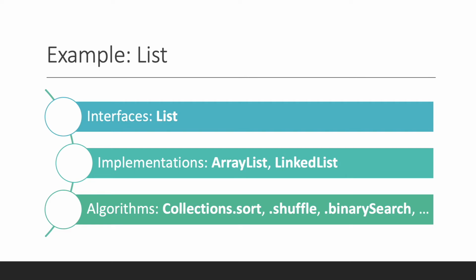List is an interface in the Java collection framework. Recall that an interface specifies what an object can do without worrying about its implementation details. It's the responsibility of a concrete class supporting this interface to implement the behaviors. Classes that implement the list interface include array list and linked list. Algorithms in the Java collection framework are implemented in the utility class collections, which allow us to sort, shuffle, and search items on a list.